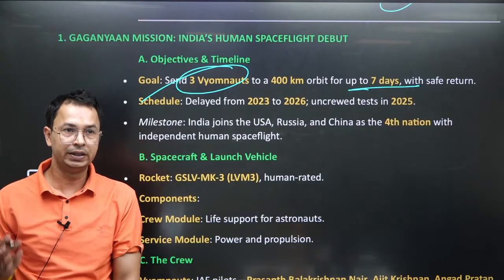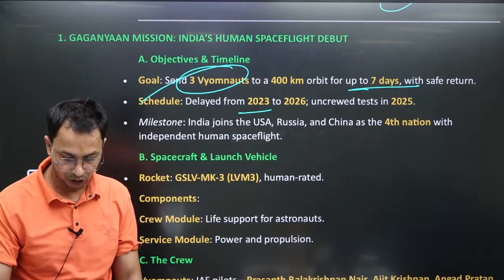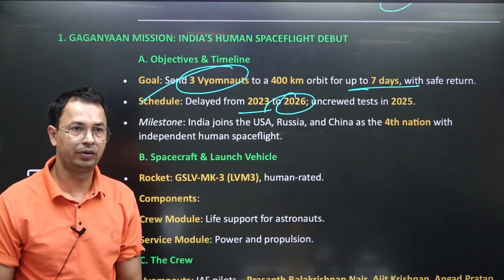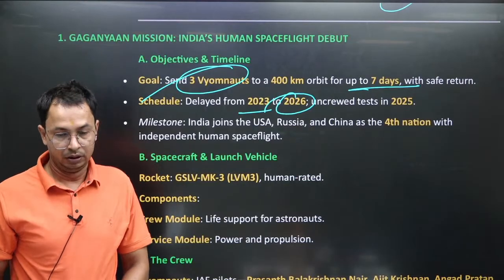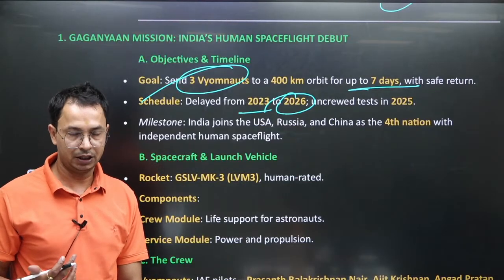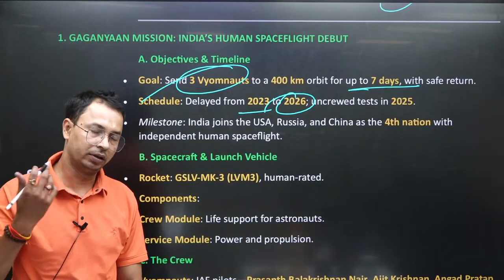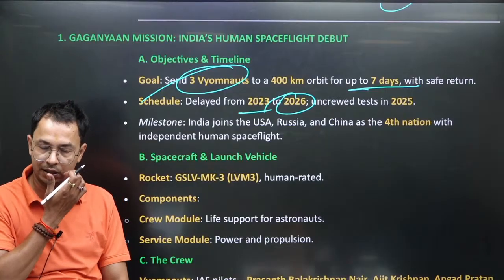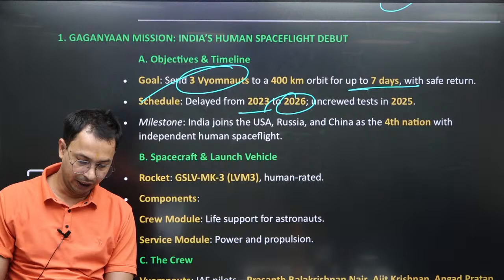Initially the first flight was scheduled for 2023. Now it will be in 2026. The uncrewed flight will start by next year, and when it is successful, we will become the fourth nation to send man to space after Russia, China and the USA.